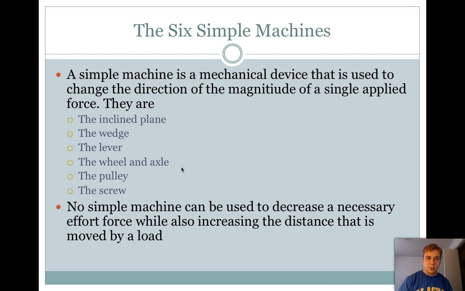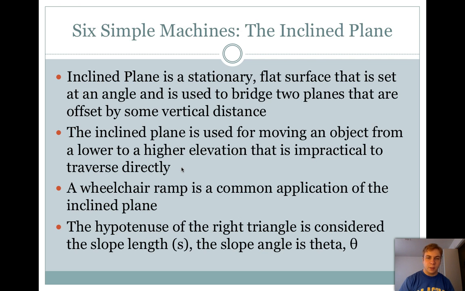The 6 Simple Machines. A simple machine is a mechanical device that is used to change the direction or magnitude of a single applied force. They are the inclined plane, the wedge, the lever, the wheel and axle, the pulley, and the screw. No simple machine can be used to decrease a necessary effort force while also increasing the distance that is moved by the load.